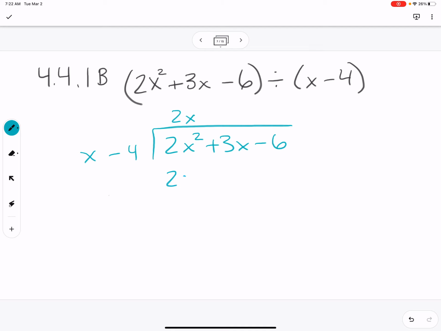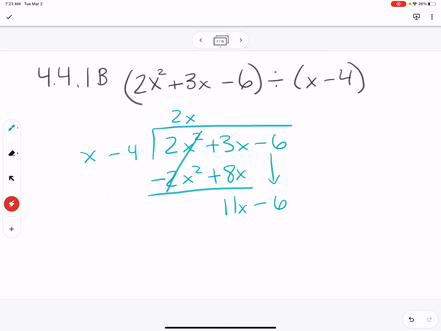So that will give me 2x squared. And negative 4 times 2x, that will give me negative 8x. Now, like I said before, we got to change both those signs. So this positive 2x squared becomes a negative, and this negative 8x becomes a positive. And now we add. So those cancel out, and then I'm left with 3x plus 8x, which is 11x. Now, just like long division, I'm going to bring down that negative 6.